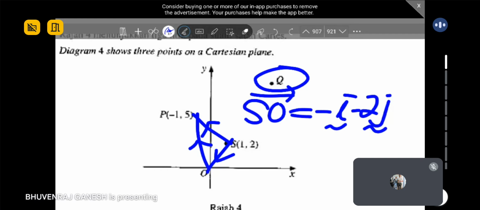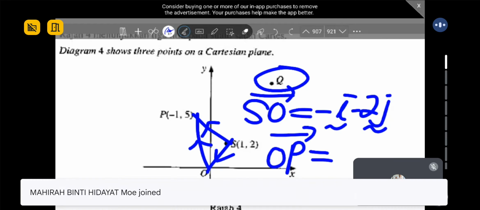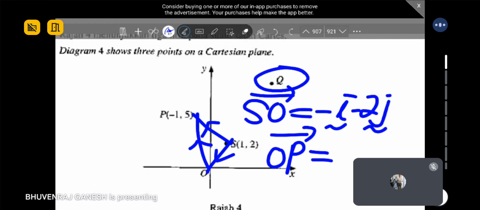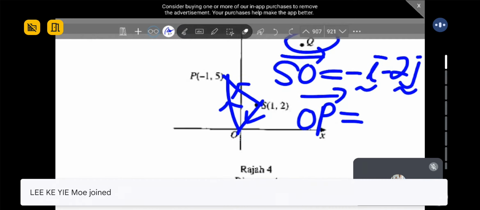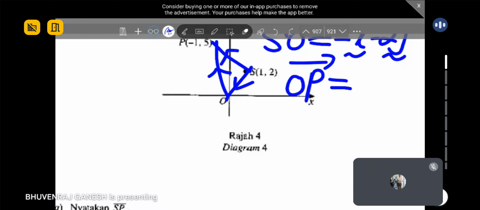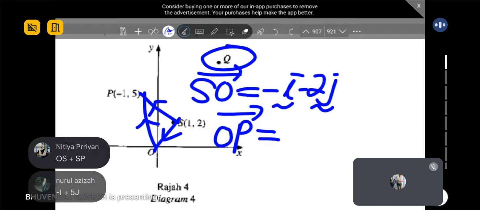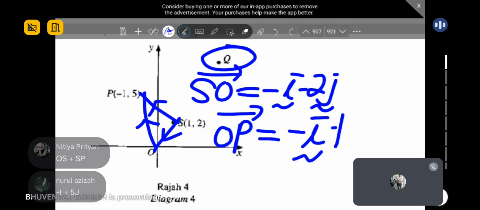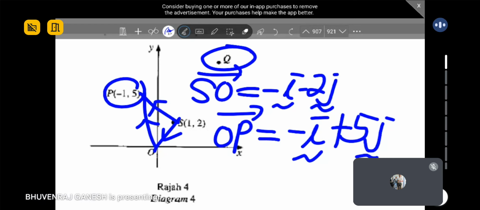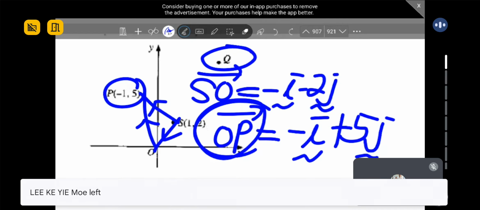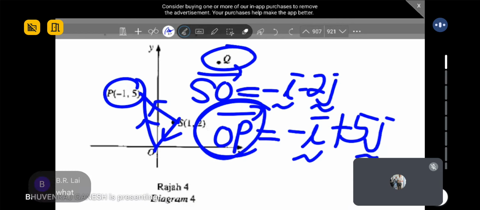So how about OP, guys? What is OP equal to? Sama dengan apa? OP? SP tambah PO. Sekarang kita cari SP. Fazliana, soalan suruh nyatakan SP, bukan SO. So OP is what, guys? Anyone? Apa nilai vector OP? Just read the coordinate, guys. Baca saja coordinate P. Negative i plus 5j. Because there is one term for this, guys. Siapa ingat? Untuk vector macam ni ada satu nama. There is one term for this kind of vector where it starts from the origin. Does anyone know the name?